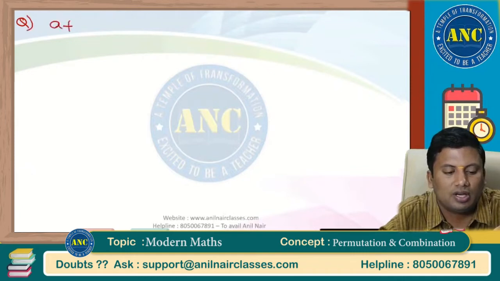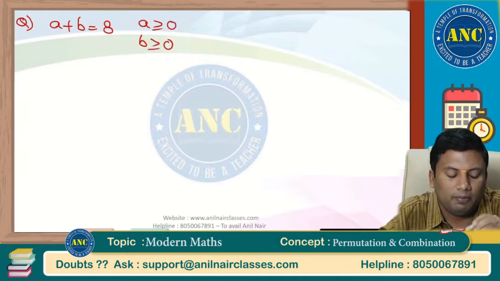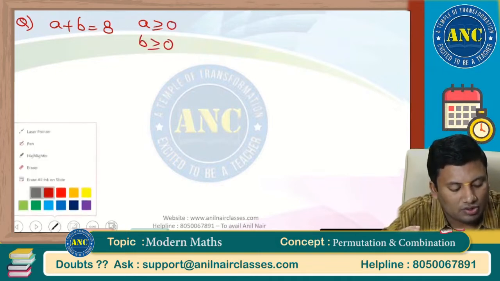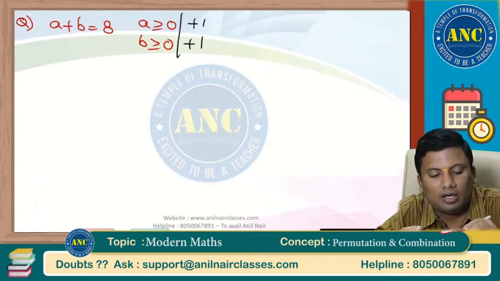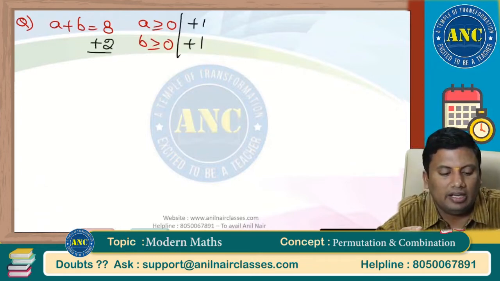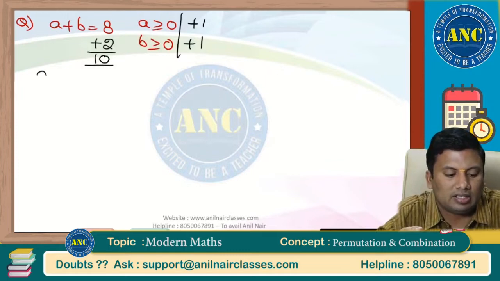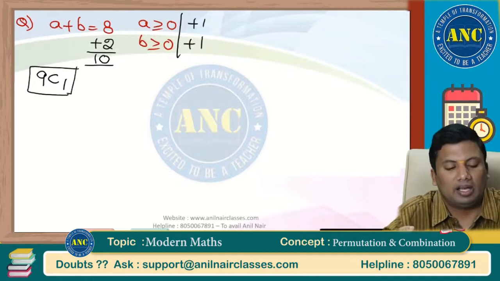Another question. a plus b is equivalent to 8, a is greater than or equivalent to 0, b is greater than or equivalent to 0. a 0, b 0, add 1, add 1. So it is nothing but 8 plus 2, 10. 10 is nothing but 9C1. Answer is nothing but 9C1.